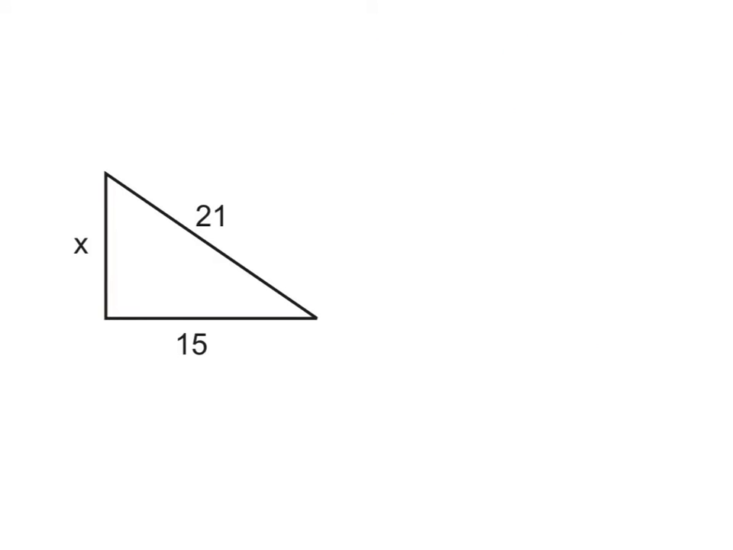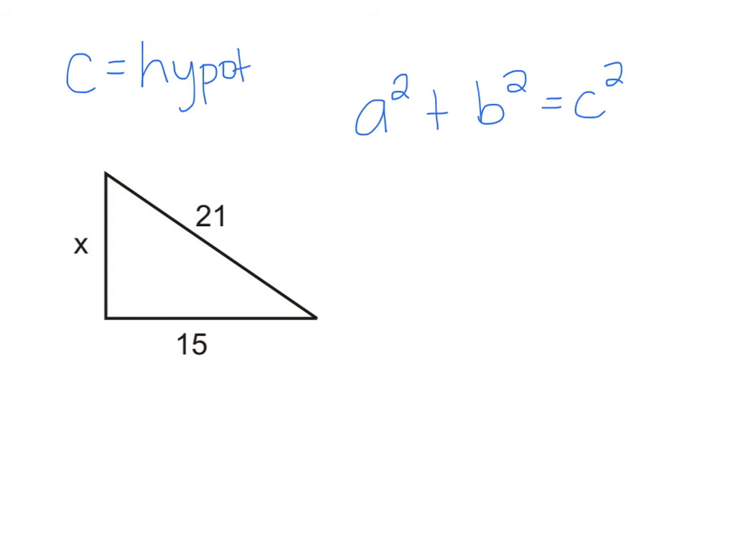So now we have a second triangle. I'm still going to use the formula a squared plus b squared equals c squared. And I need to identify what my a, b, and c are, because in this particular one it doesn't tell us. So I know the longest side of my triangle is c, or the hypotenuse. So remember that c is the hypotenuse, which is the longest side. So the longest side of this triangle is 21. So that means c is 21.